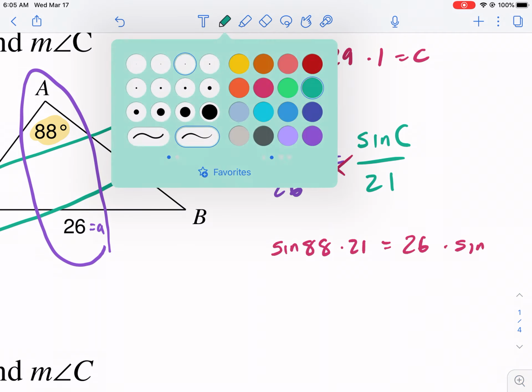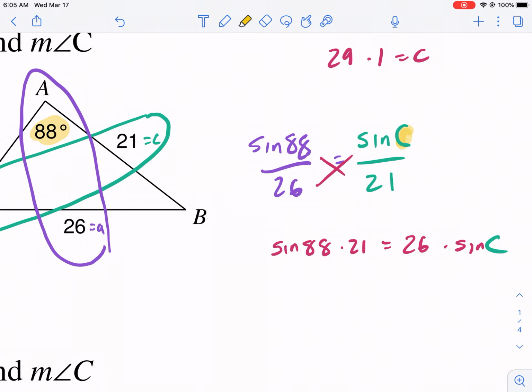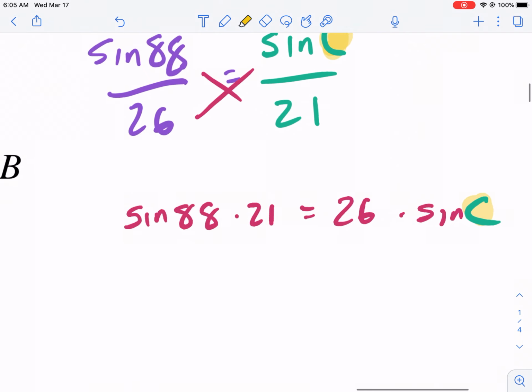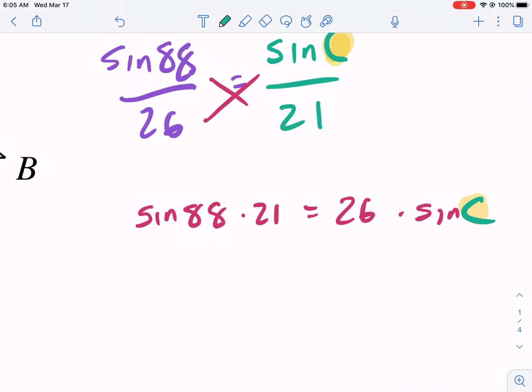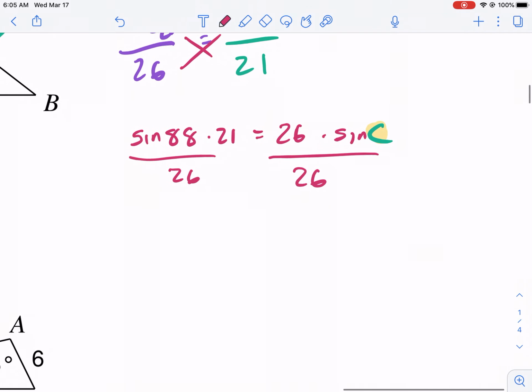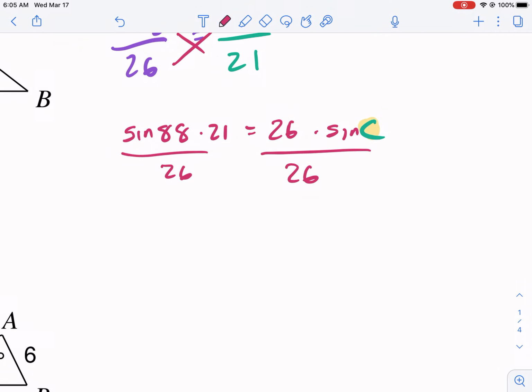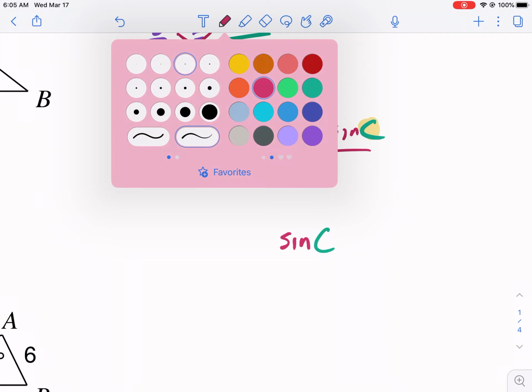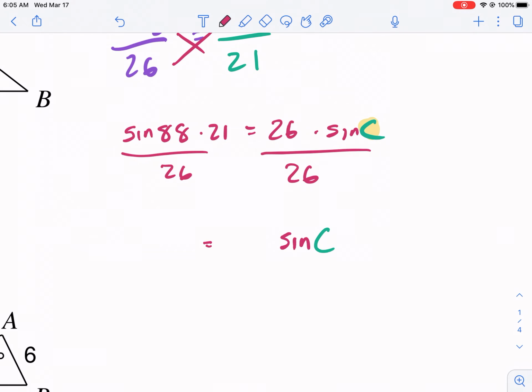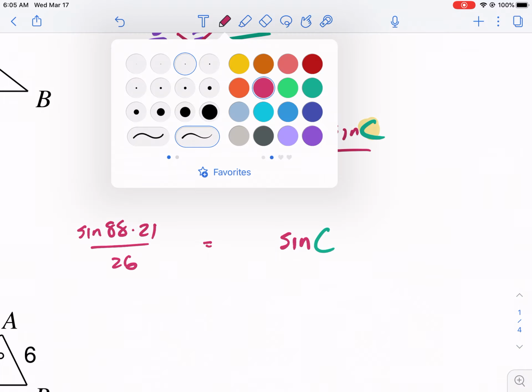And we're looking for C. We only had one unknown here, that was C. We only have one unknown. We're going to divide both sides by 26. Okay, and now it's calculator time. Well, actually, I wouldn't do calculator just yet, so then we have sine C. I'm going to give it some space. You'll see why in just a second. Equals sine 88 times 21 over 26.